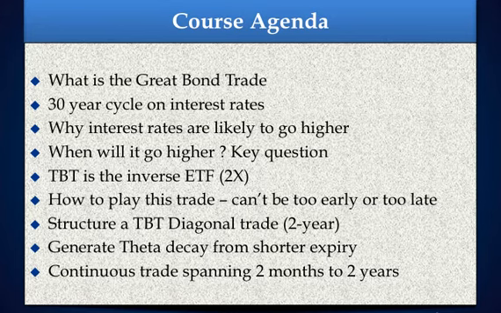What we mean by diagonal is, you should have gone through the course on diagonals. The diagonal is a time spread. It's like a calendar, except we're not putting it on the same strike price. And the long end of the diagonal trade, which is where we buy our option, is going to go out about 1 to 2 years at least.